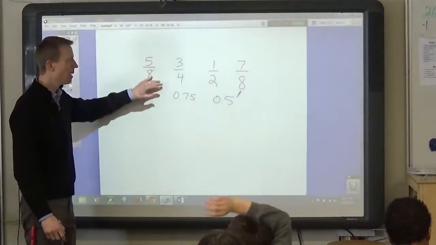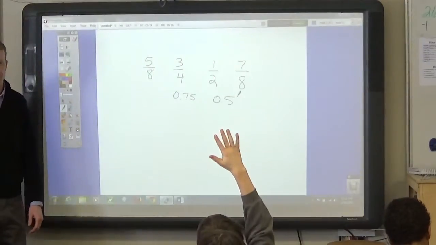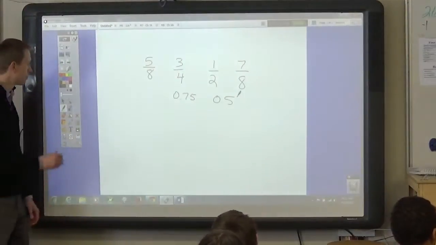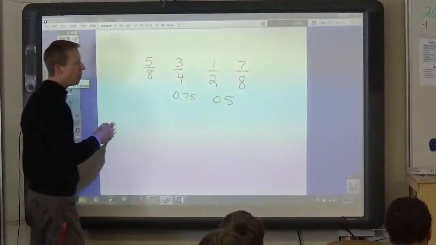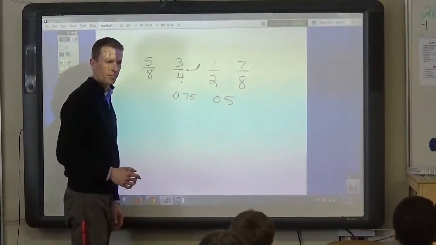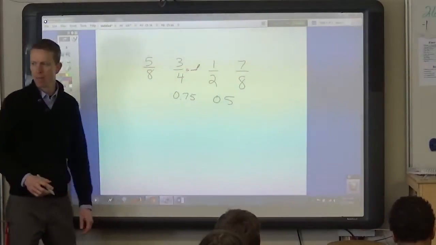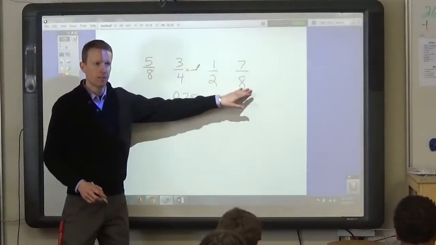But you might be able to compare them in a different way. What else could you do to compare these? Sam? Find a common denominator. Right. Put them in the same form. What number is a common multiple of all of these?